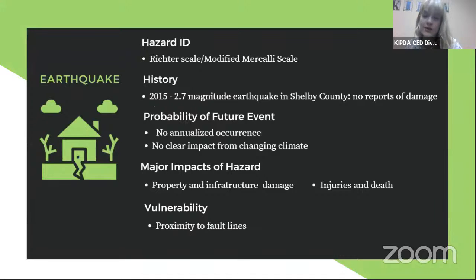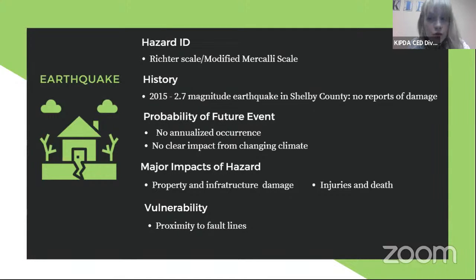All right, so then our next one is earthquake. We measure earthquake, of course, with the Richter scale or the modified Mercalli scale. And then the history of earthquakes is that in 2015, we had a 2.7 magnitude earthquake in Shelby County, but there was no reported damage or injuries. So that's our history of earthquakes. It's not a common event here in the KIPTA region.